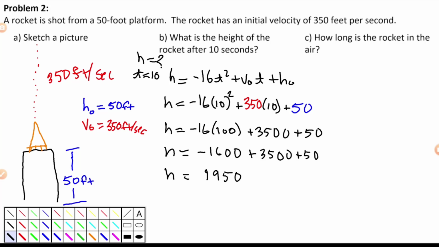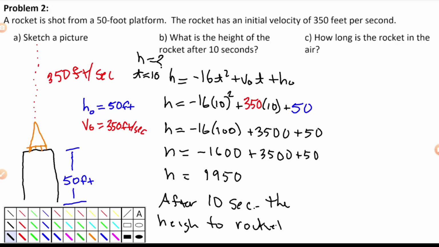So what does that tell us? That tells us, let's write this in, after 10 seconds, the height of the rocket is, what is it? 1,950 feet. Bam. Perfect. So after 10 seconds, the height of the rocket will be 1,950 feet. All right, part B, that wasn't too bad. Problem C is going to take a little bit longer, so let's go over that one.